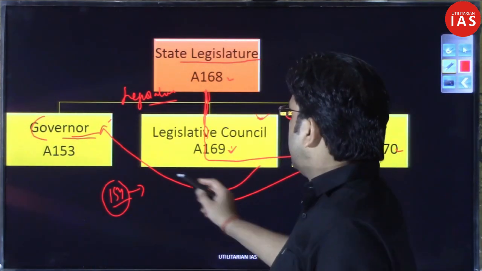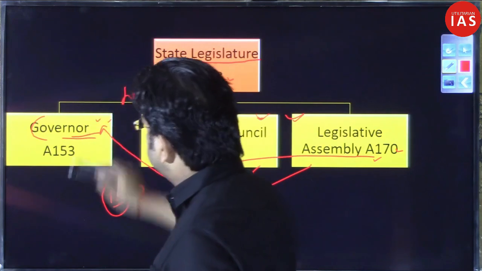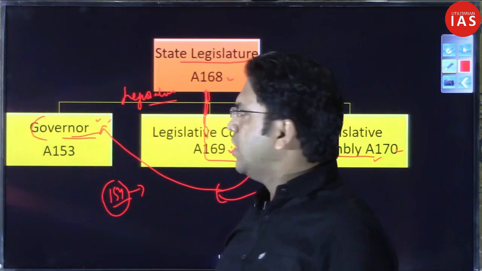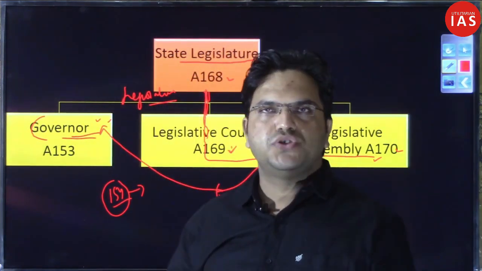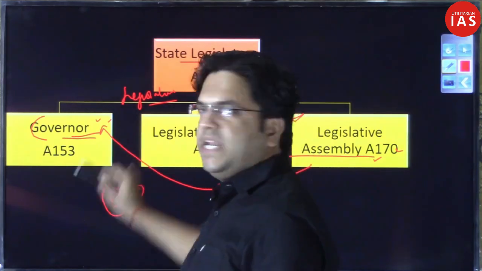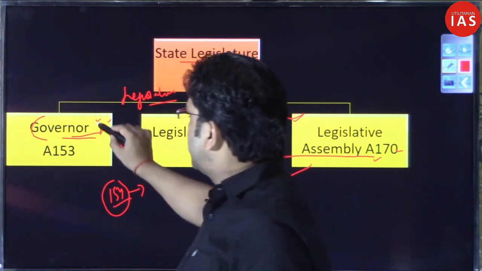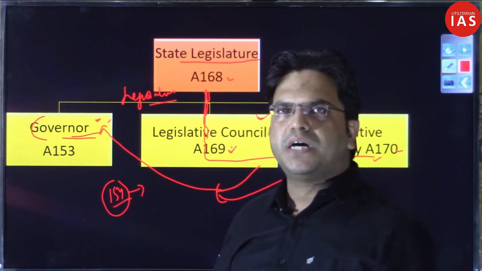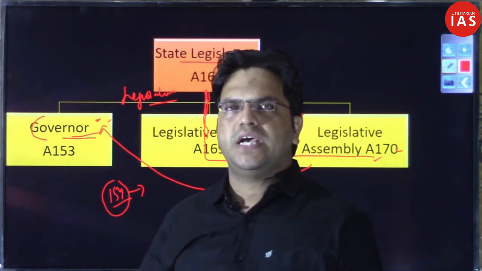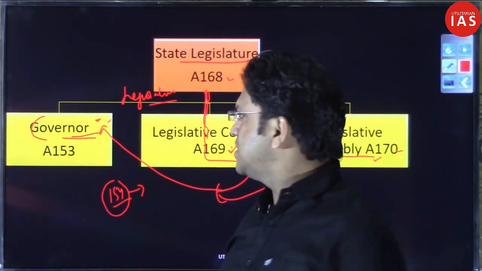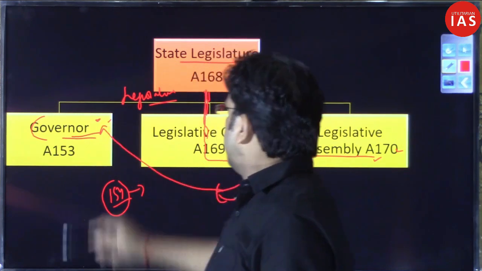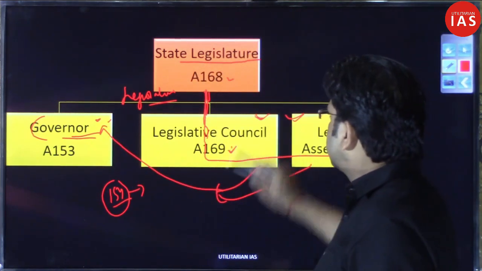Now we are moving on. Governor, see, we already have a separate chapter. So in this particular video, as part of the state legislature, we are not going to study the governor, what the governor is, what powers he holds, what his discretion is. We had a wide discussion in the previous chapter on that, so we are not dwelling on it. Here we will start with the legislative council.